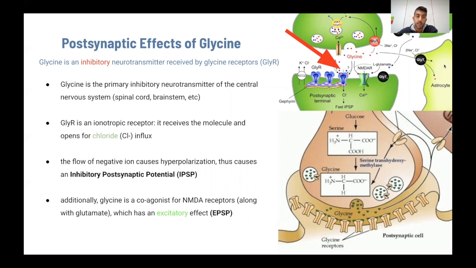But glycine also works in kind of an opposite effect by acting as a co-agonist for NMDA receptors along with glutamate. So it's required to be there in order for NMDA receptors to function. And that has an excitatory effect. So that causes an EPSP.